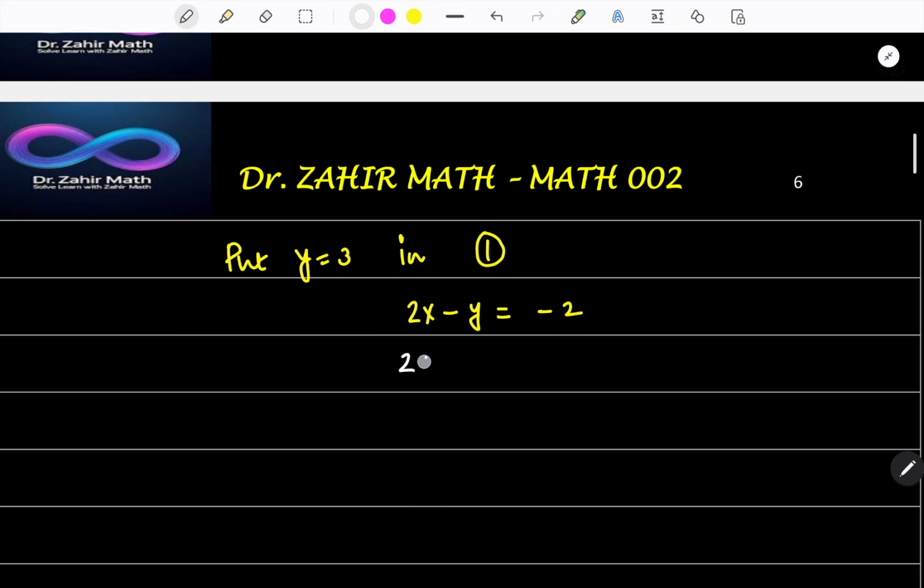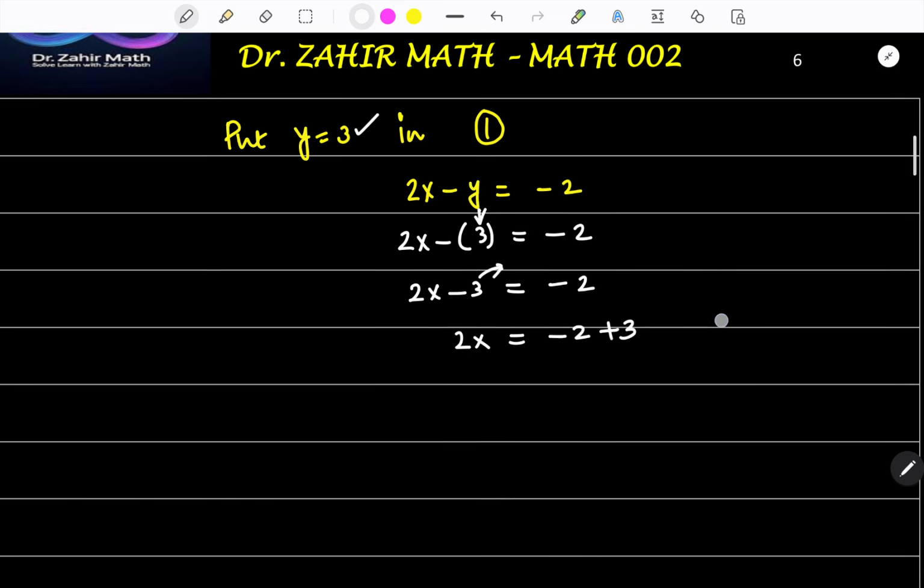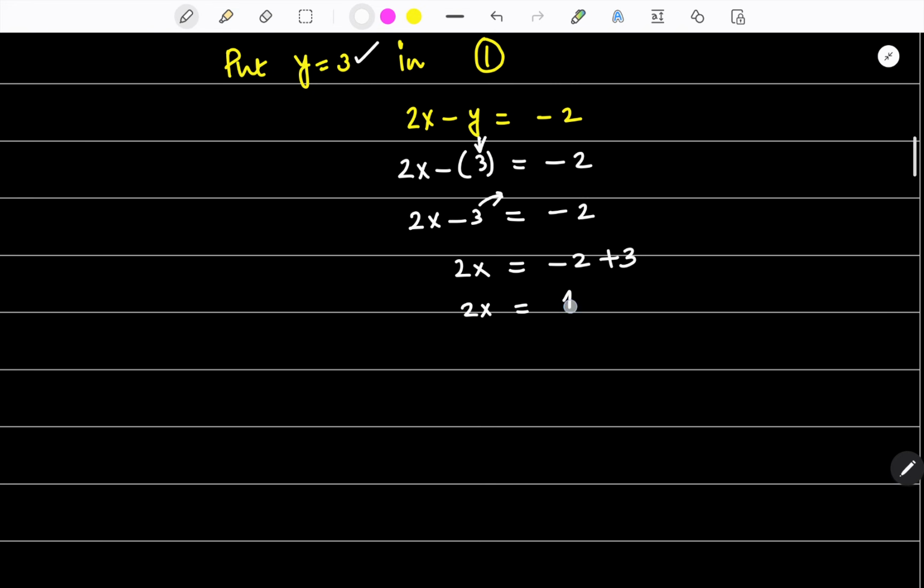Yes. So this equals 2x minus, what is the value of y? Which is 3 equals minus 2. This is the value of y. We got it in the first step. So 2x minus 3 is equal to minus 2. So 2x equals minus 2, and this goes to that side as plus 3, right? So which is 2x is equal to plus 1.